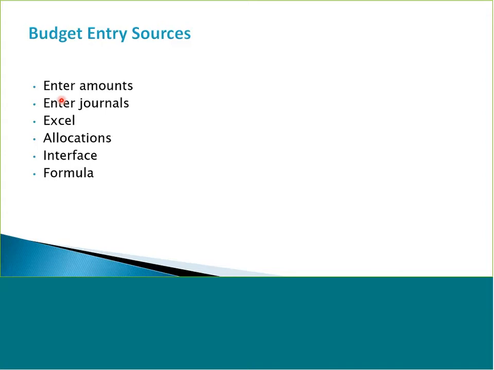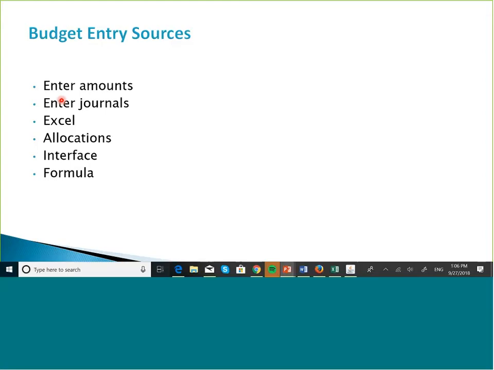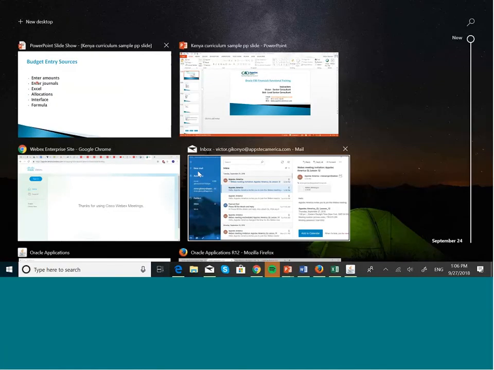Those are just some of the things I wanted to say before we go to the system and see how the journals work. We're also going to talk about how this might be advantageous or disadvantageous when we compare these two types of entry sources, the amounts and the journals. So let's quickly go to the screen in Oracle.